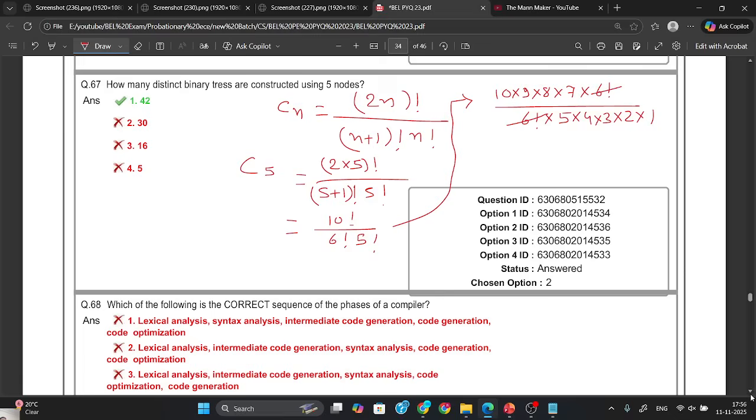Now this 6 factorial, 6 factorial cancel. 5 2s are 10. 4 2s are 8. 2 2 cancel. 3, 3 9. So we got 3 into 2 into 7, that is 42. Answer 1 is your right answer.